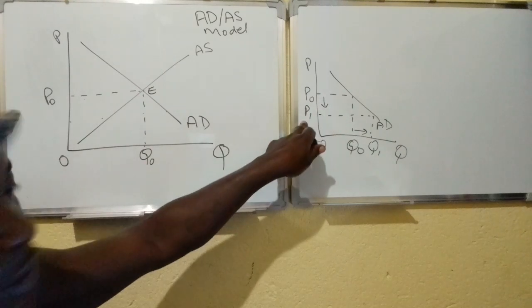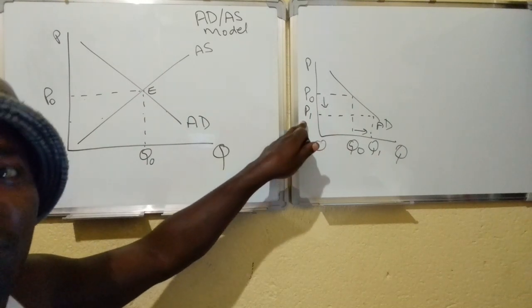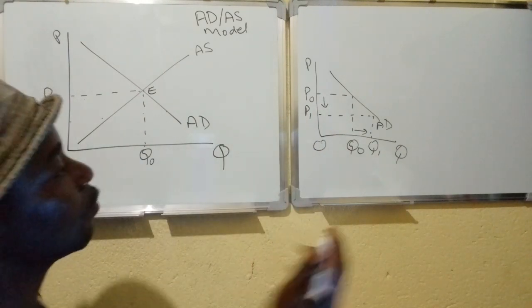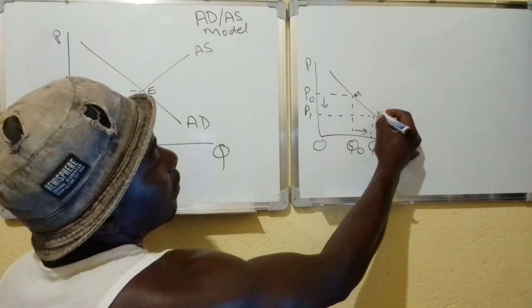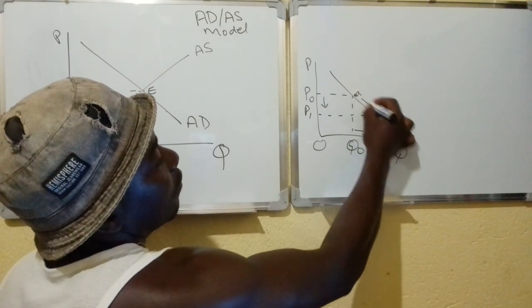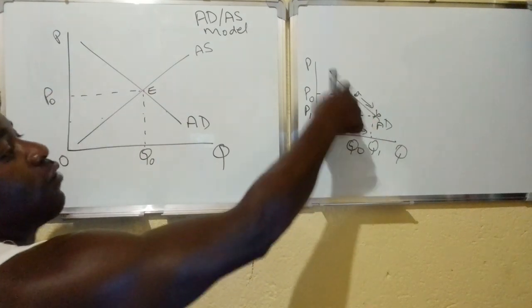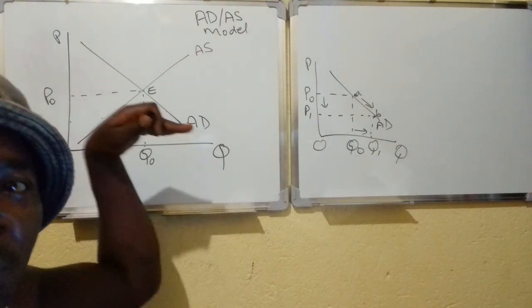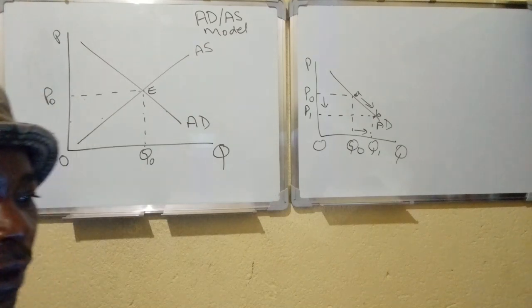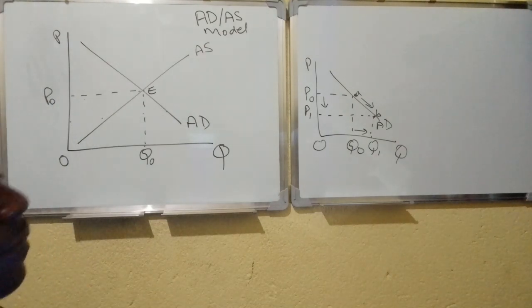Because prices have dropped, our money has more purchasing power. So can you see? Let's say A, let's say B here. Can you see this is one of the reasons why the demand curve or the aggregate demand curve is sloping downwards. Now let's talk about the interest rate effect.